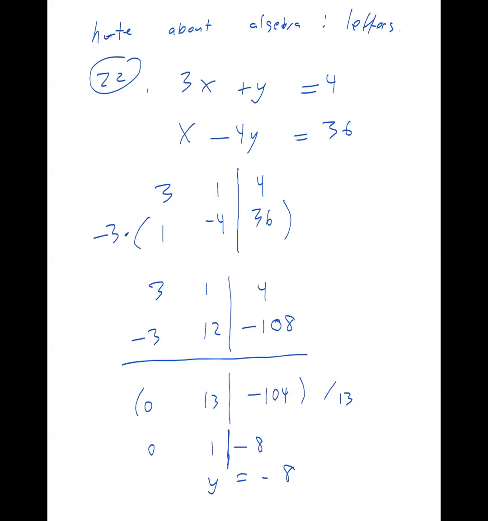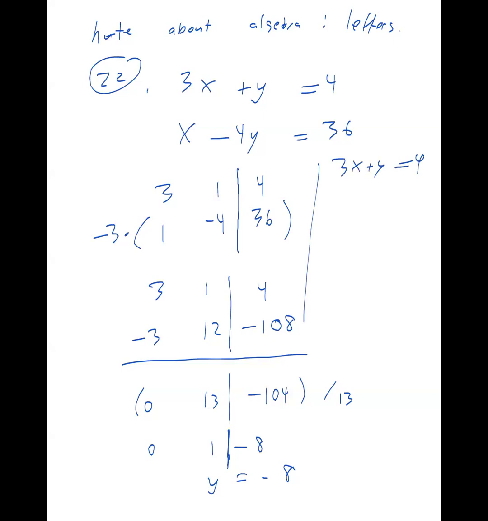And then how do I find the other variable? This is where it works the same as before. You find the easiest equation, which is probably the top one, 3x plus y equals 4, and you plug in the one that you know, which is y equals -8. So we're going to plug that into 3x plus y equals 4.